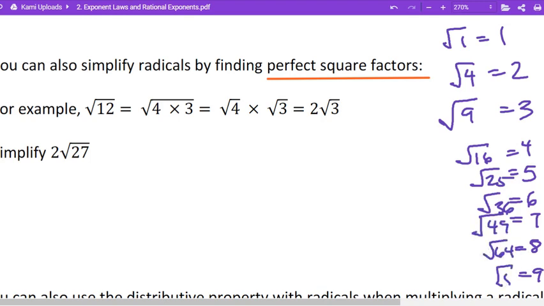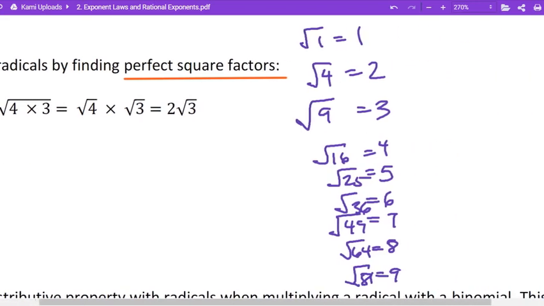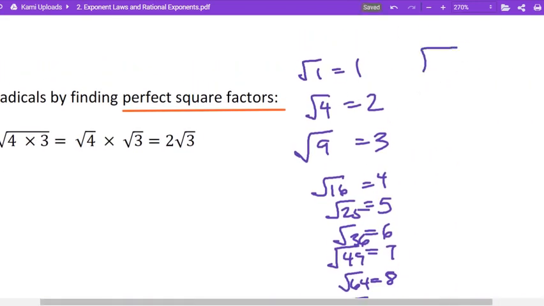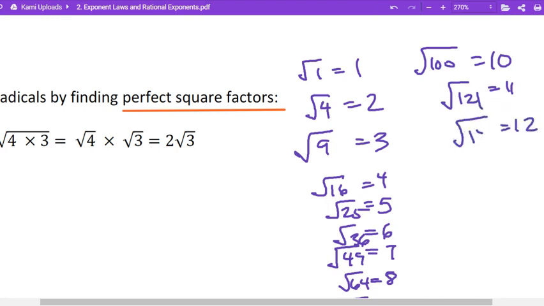64. 81. Let's keep going. For 10? For 11? 121. For 12? 144. For 13? 169. For 14? Ooh, that one, I don't know. Is it 184? I'm stuck there. So you get the idea, right? The more of these you know, the more automatic this becomes.